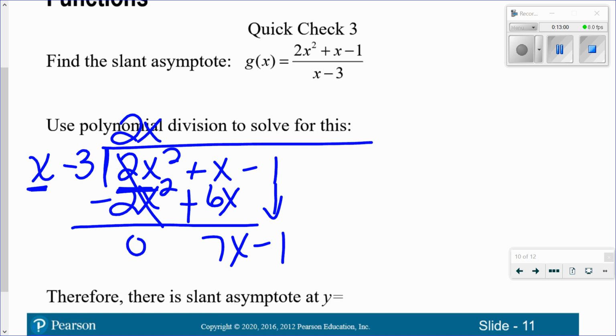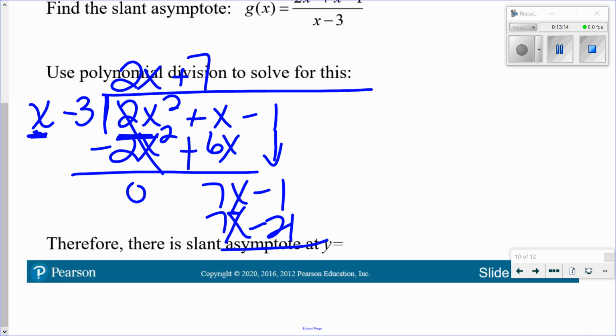Start all over again. x to 7x. What would I need to multiply x by to turn it into 7x? A positive 7. So 7 times x is 7x. 7 times negative 3 is negative 21. We're subtracting, so change both signs. So that adds to 0. And we have a remainder of 20.